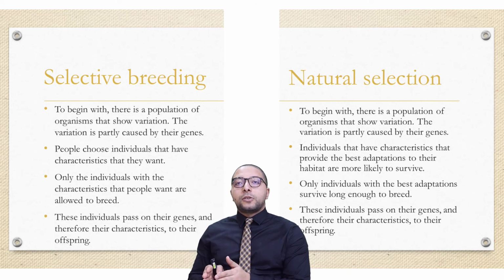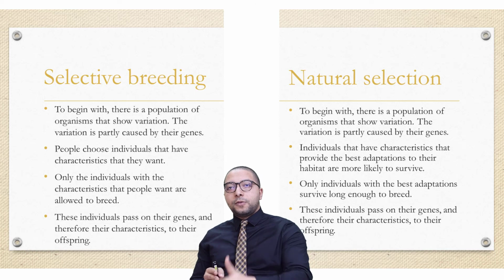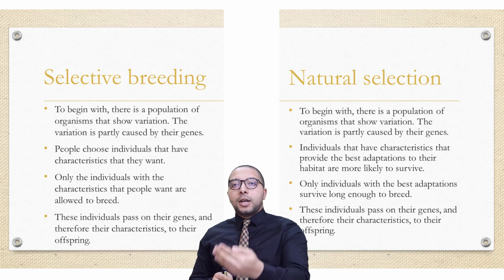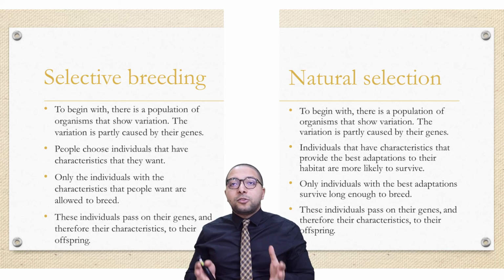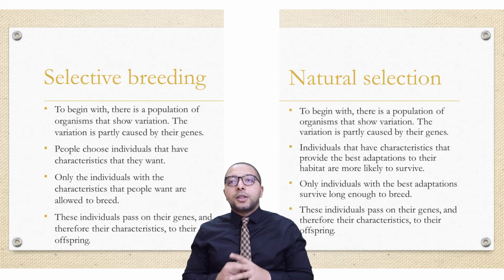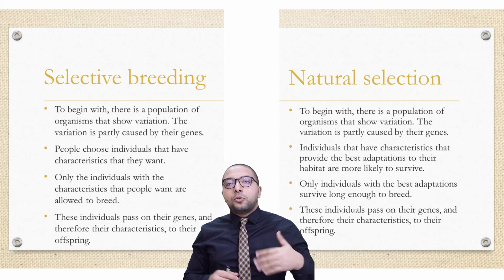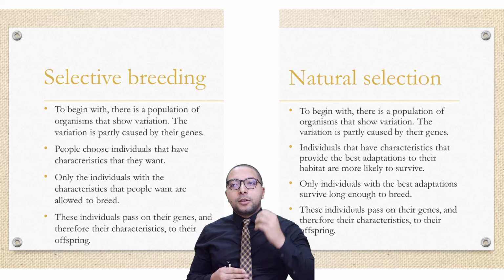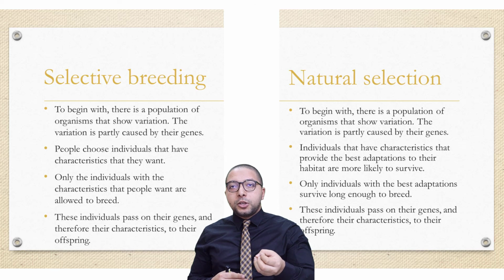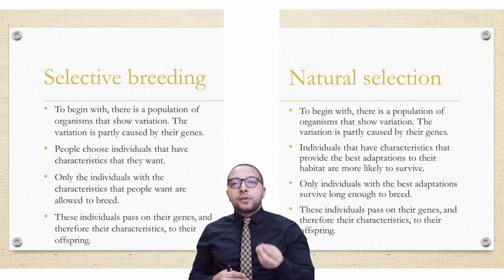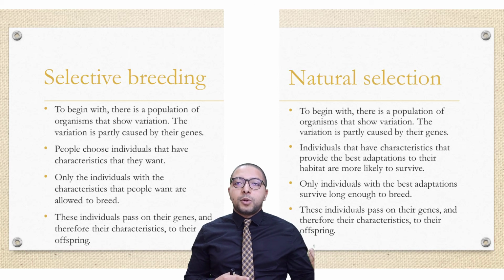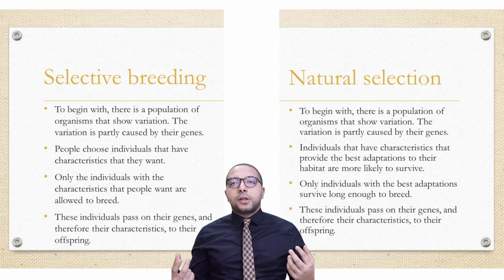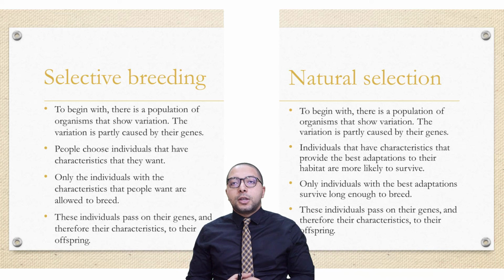In the natural selection, nature is deciding which feature should move on and survive in the habitat. It's based on the adaptation and surviving in the habitat. At the end of both processes, the individuals of the species are going to have a favored feature. This feature is either decided by humans in selective breeding or by natural selection in the case of nature.